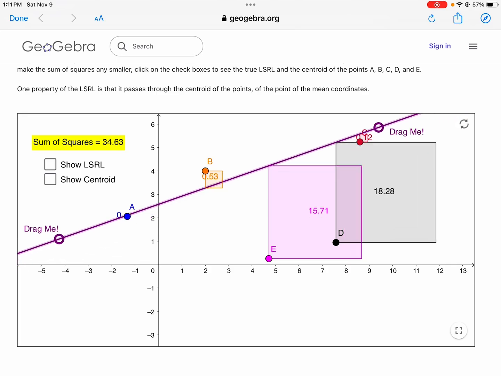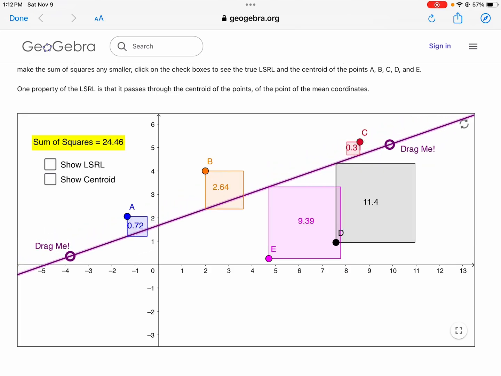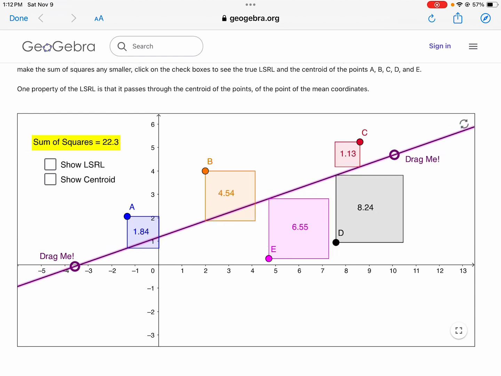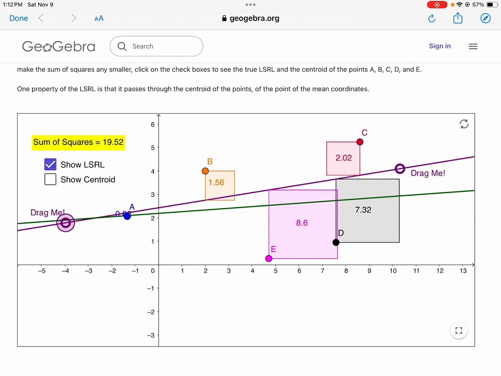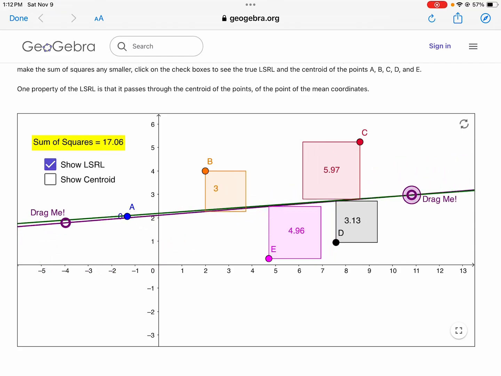And then I could change my y-intercept, and we can get the actual line here. Now, if I show my actual line, that's what it would be. That would be the smallest we have.